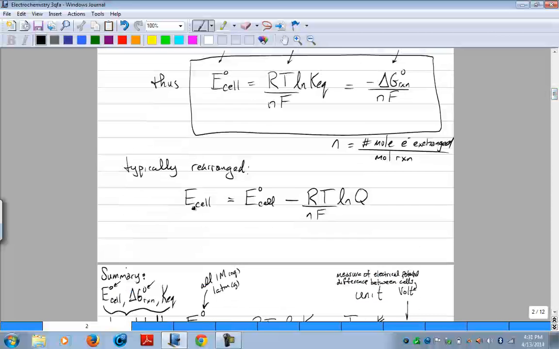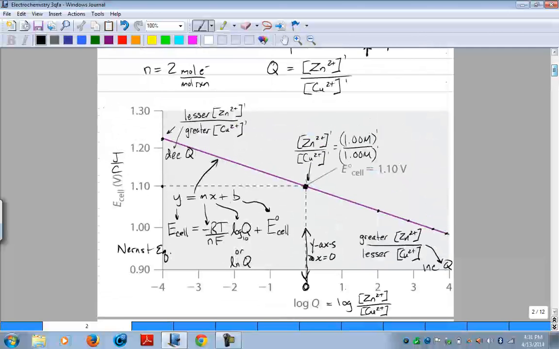Typically the Nernst equation is written in the non-graphical form, where you put the standard cell potential difference first, but if you're given a graphical question, typically you write it based on what is seen on the graph, with the mx plus b part written in that order.